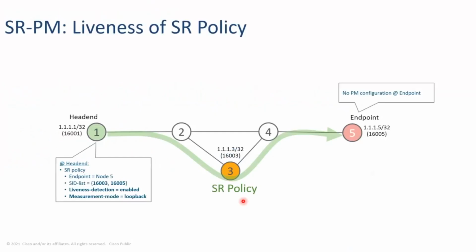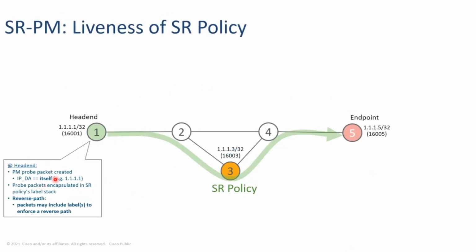If we use the same example of a policy from node 1 to node 5, this time we enable liveness detection on the policy. We will use the loopback mode again on the liveness probe that is running over the SR policy. Like before, a PM probe packet will be crafted by the head end by using itself as a destination address on the IP packet. We're going to encapsulate the PM packet in the SR policy label stack. We also have the ability to specify any labels that we want to use for the traffic to come back as an optional parameter.